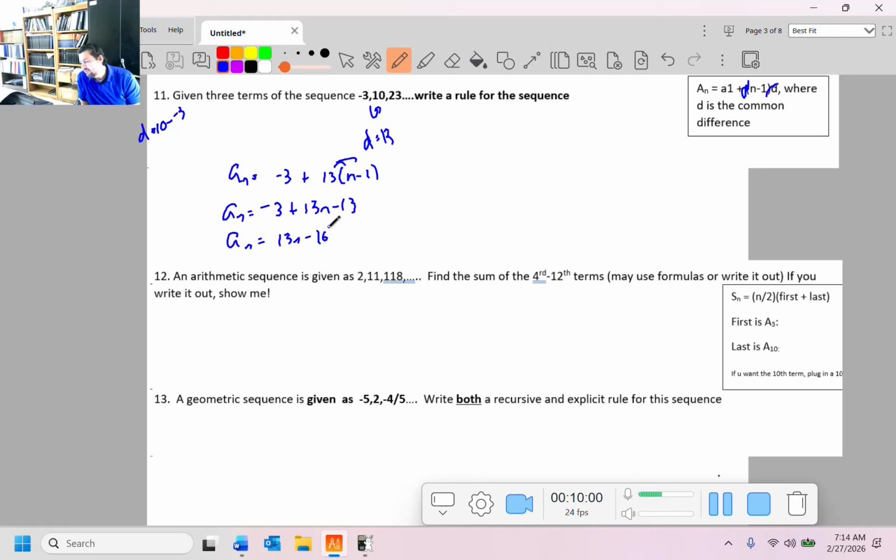An arithmetic sequence is given as 2, 11. That should be geometric.